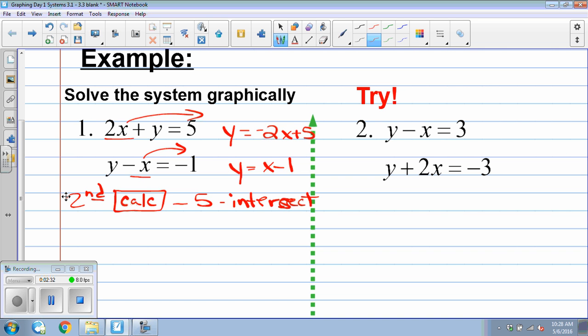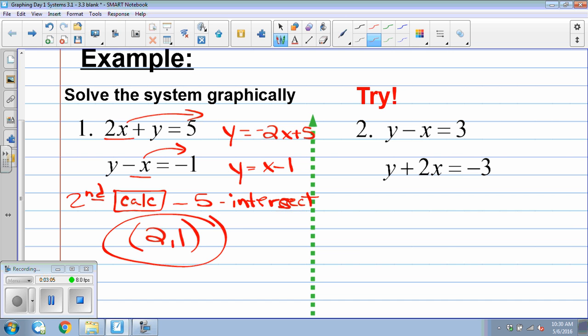And so your cursor will automatically jump on one line, you hit enter, it'll jump down to the second line, you'll hit enter, and then it'll say, now do you want me to guess? And you'll hit enter, and it'll tell you that point of intersection is what? Okay. So we found our point of intersection is x equals 2, y equals 1. That's a point, because you have two straight lines. They intersect in one point. Okay?